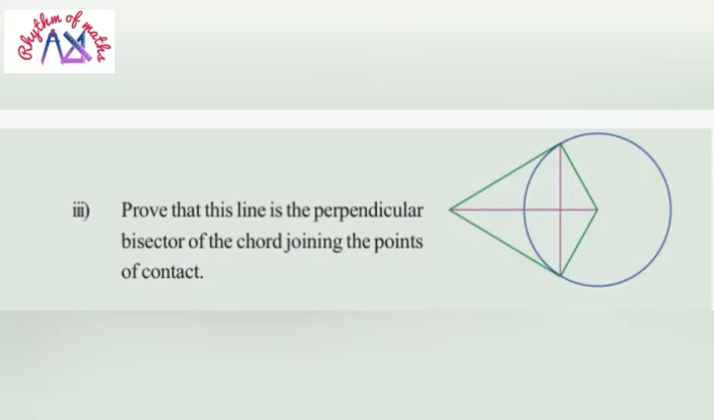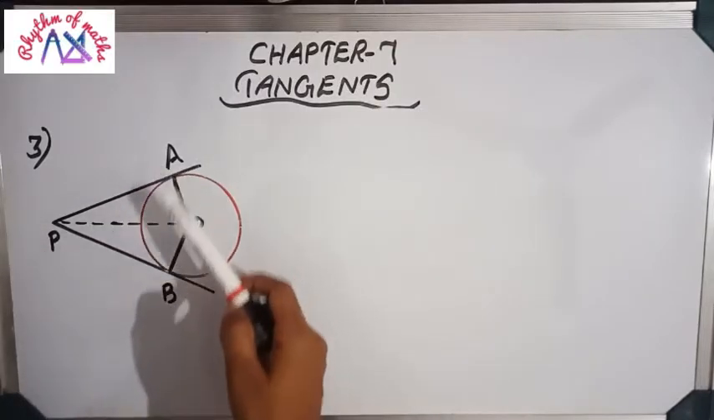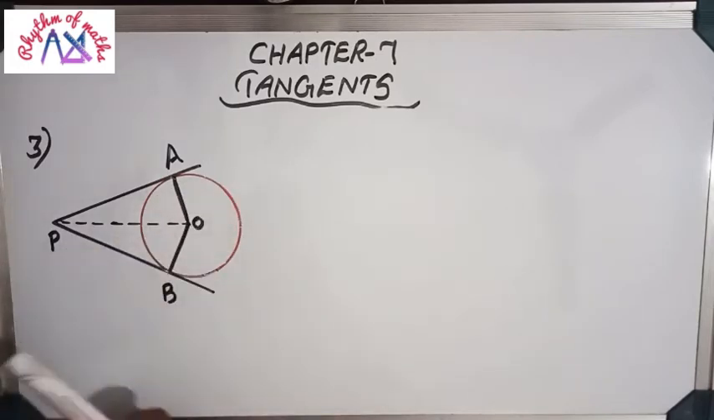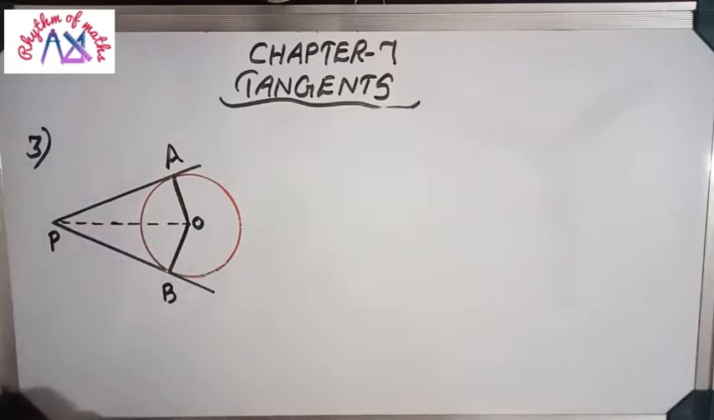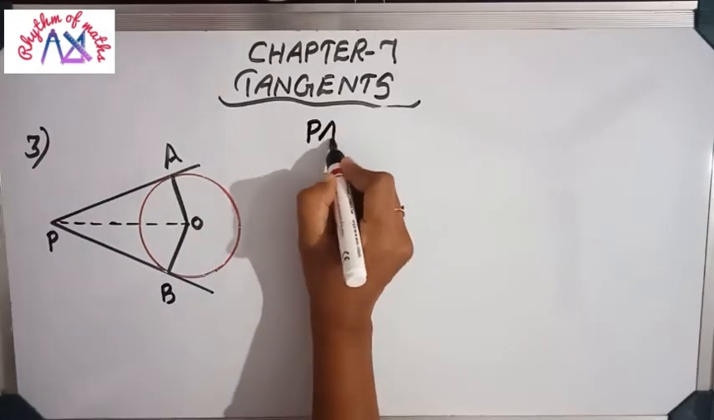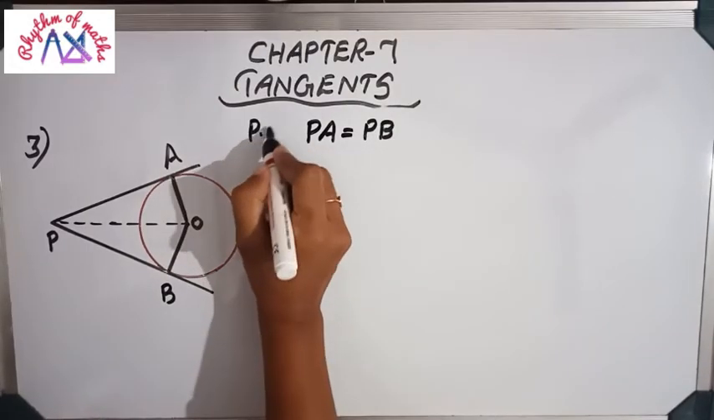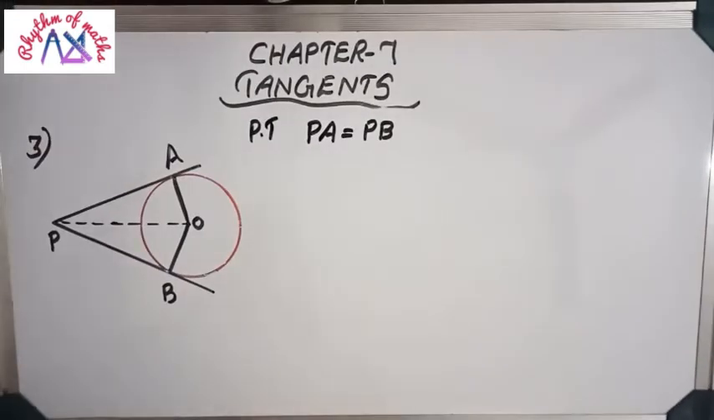Here in this question, we have two tangents through the points A and B, two tangents to the 2 points, and radii through the same points also given. The first sub question is, prove that the tangents have the same length. Tangents have the same length means we need to prove PA equal to PB. This is the thing we need to prove. Prove that PA equal to PB.